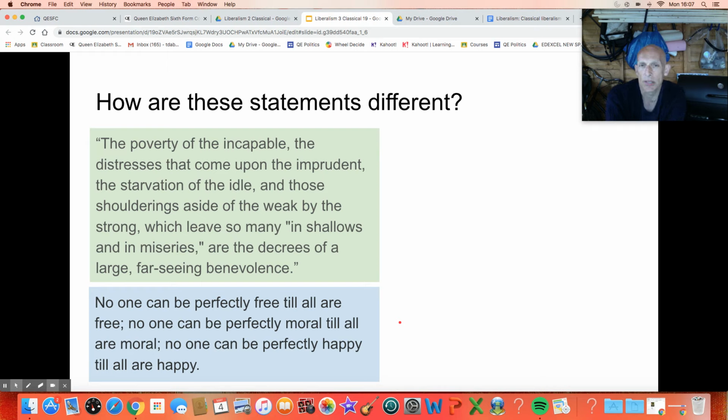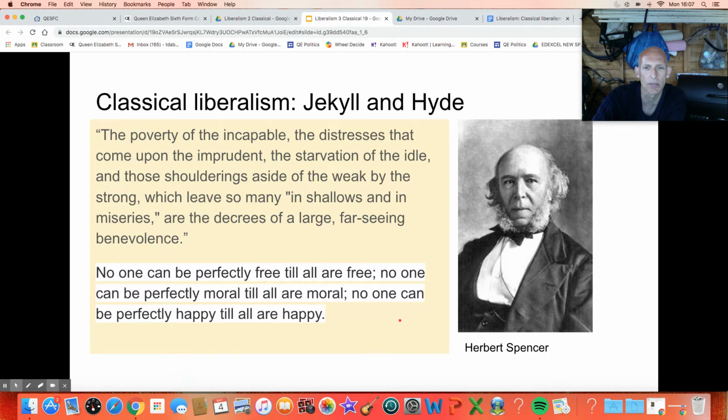But as the Jekyll and Hyde thing suggests, both of these are features of classical liberalism. In fact, not only are they both features of classical liberalism, they both come from the same person, who I like to think looks a little bit like Mr. Hyde, or maybe is in transition towards becoming Mr. Hyde. Herbert Spencer was a 19th century liberal who was the author of both of these statements and both of these opinions.